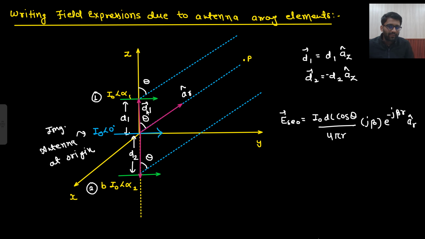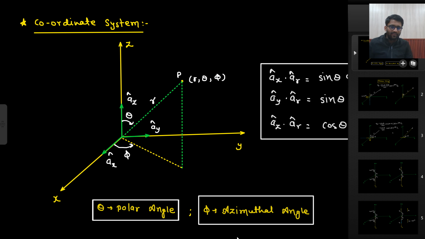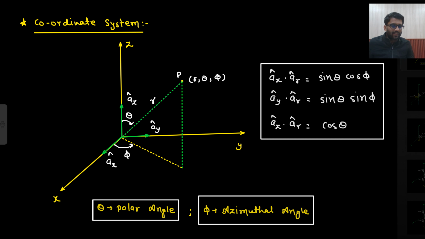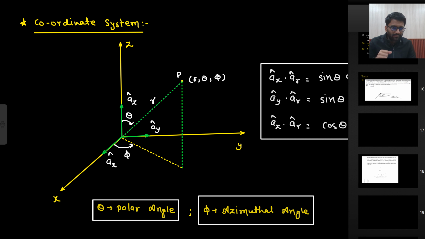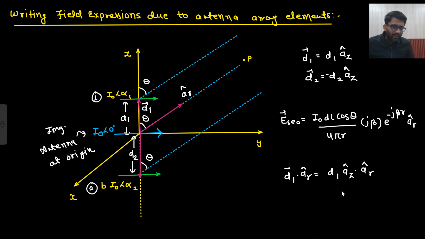Now d2 dot a_r cap. What will be d1 dot a_r cap? Can you tell me? Look, the first way could be like this, d1 a_z dot a_r, because what is my d1 vector? d1 vector is d1 a_z cap, and a_r cap is a_r cap only. What is this value, a_z dot a_r? If you remember, on the very first slide, a_z dot a_r is cos theta. So the answer would be d1 cos theta.